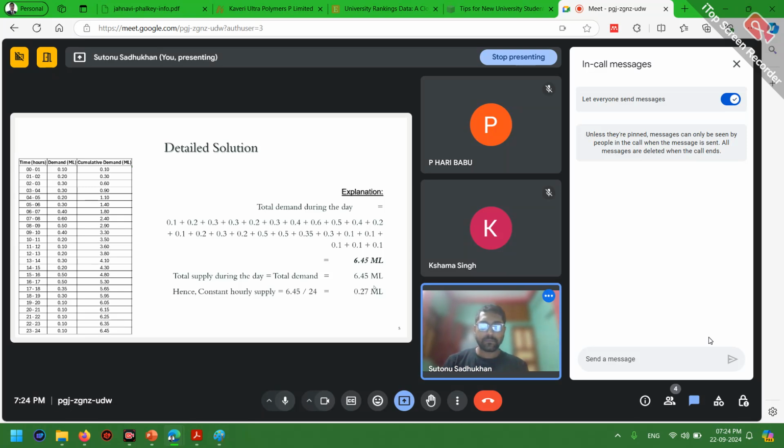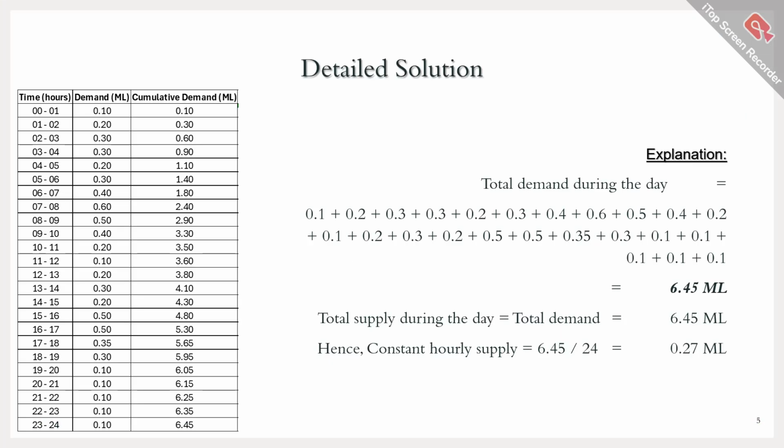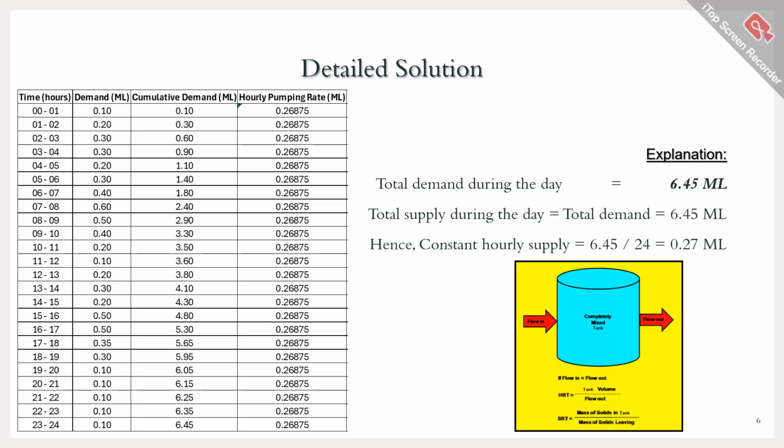Next, we just put the value of the hourly pumping rate, 0.27 or 0.26875, here. So this is the hourly pumping rate in every hour. If you sum up the entire column, or multiply any one value by 24, it will come to 6.45, so that the total supply equals the total demand.